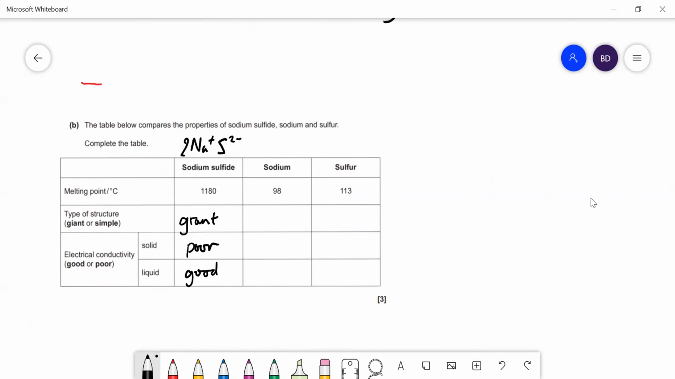Sodium, well, that's just sodium metal, so that is a metallic lattice, so that's going to be giant as well. Can it conduct when it's solid? Yes, it can, because it's got delocalized electrons.